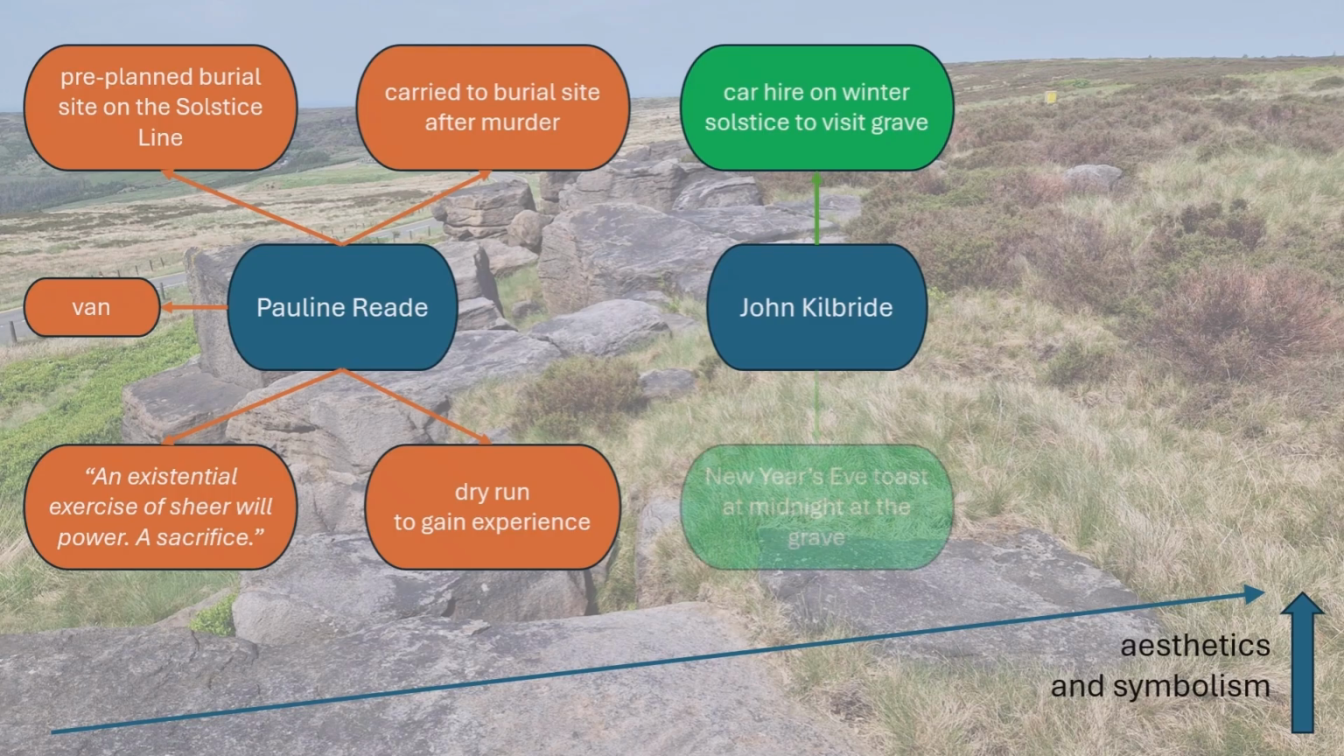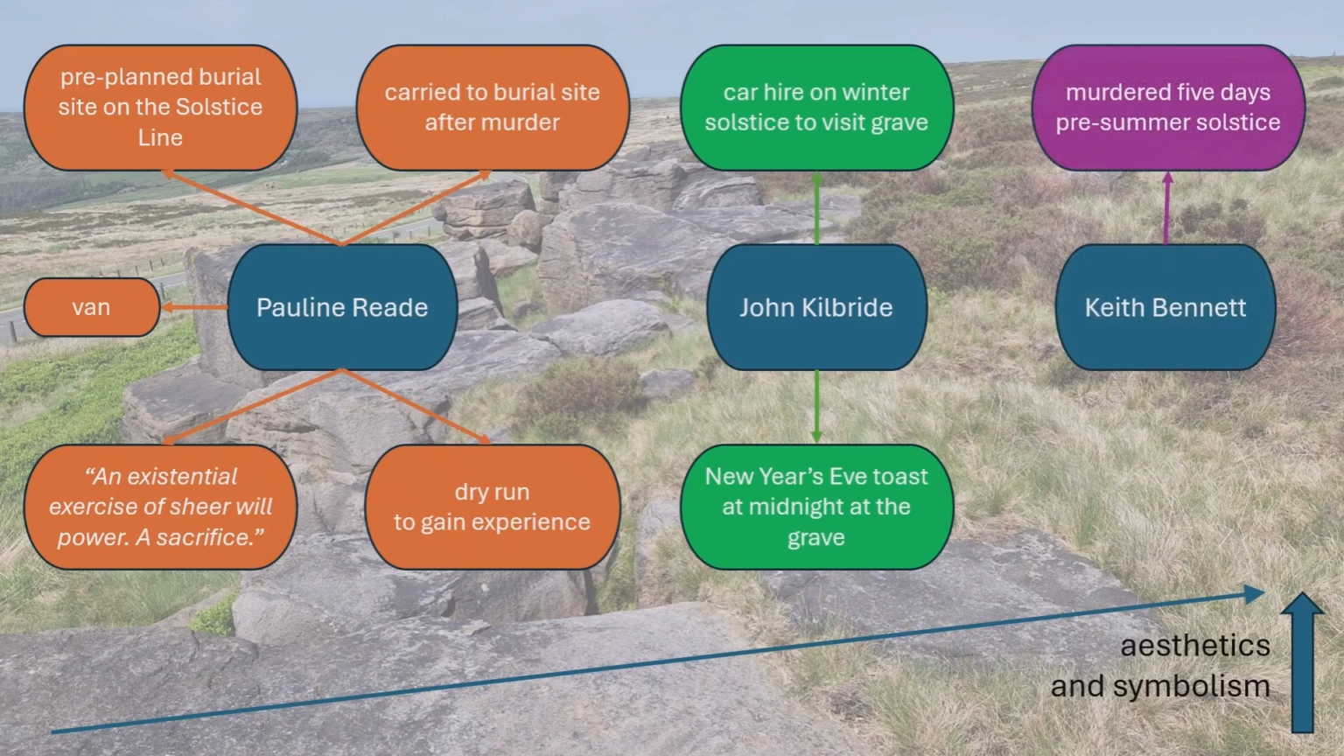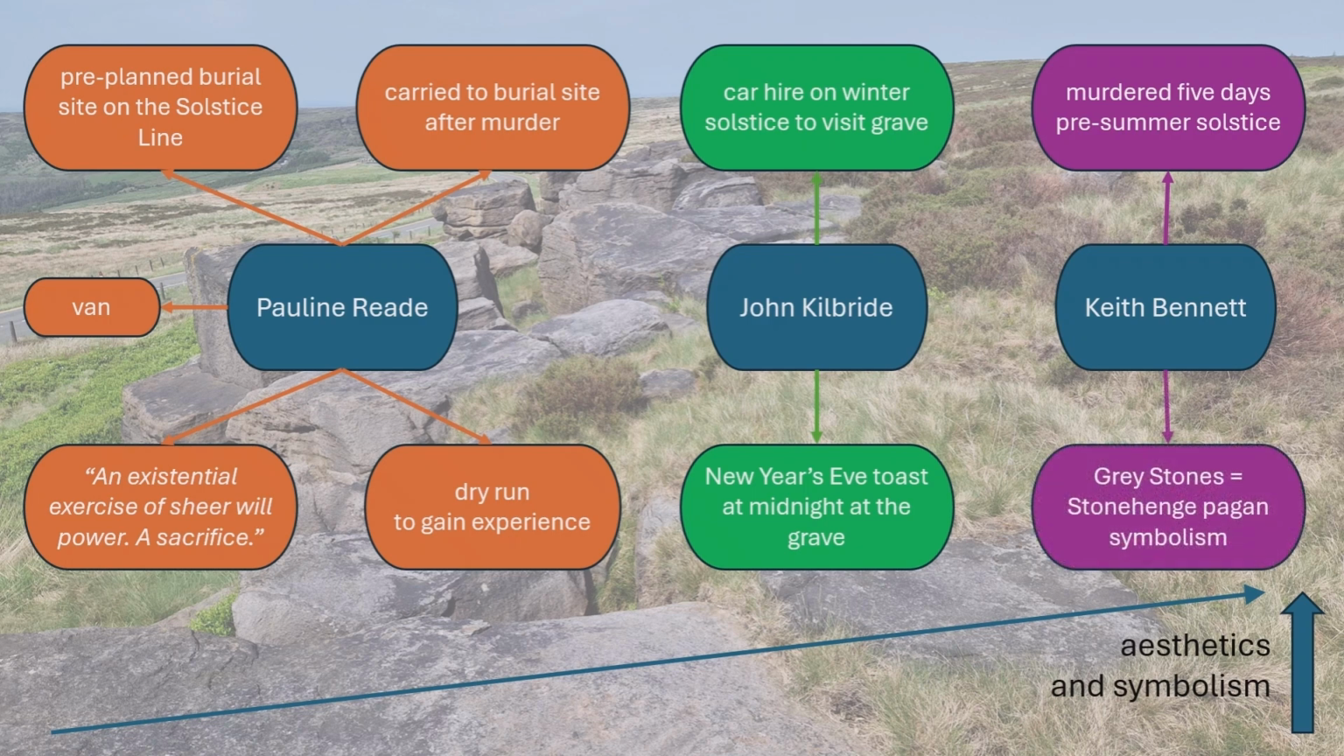Brady toasted John at his graveside at midnight on New Year's Eve 1963, that is a significant pagan time and day. Keith Bennett was murdered 5 days prior to the summer solstice in June 1964. I believe most probably so Brady could visit his grave then. Keith's burial location that I propose was at Greystones, anchored the Solstice Line. Brady needed to increase the symbolism with each murder to gain the same satisfaction. Keith's burial site was surely chosen as it honoured the Stonehenge pagan symbolism.